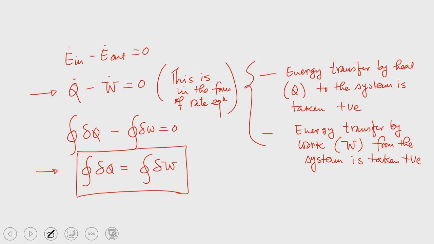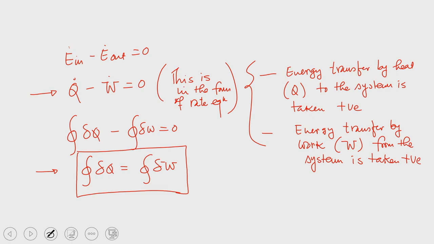So, starting from the generic form of the energy balance equation, we have established that the first law for a system undergoing a cyclic process can be written in this form. Now, what can we tell from this equation? Perhaps you have derived this expression in your thermodynamics course.